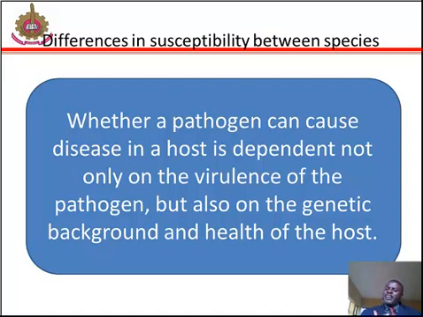Resistant hosts may lack a cellular receptor required by the pathogen for attachment and penetration of the host. Also, the temperature of the host may play a role that may preclude the growth of a potential pathogen. Like the tuberculosis organism does not cause illness in frogs, since it cannot grow well at temperatures much below 37 degrees centigrade.